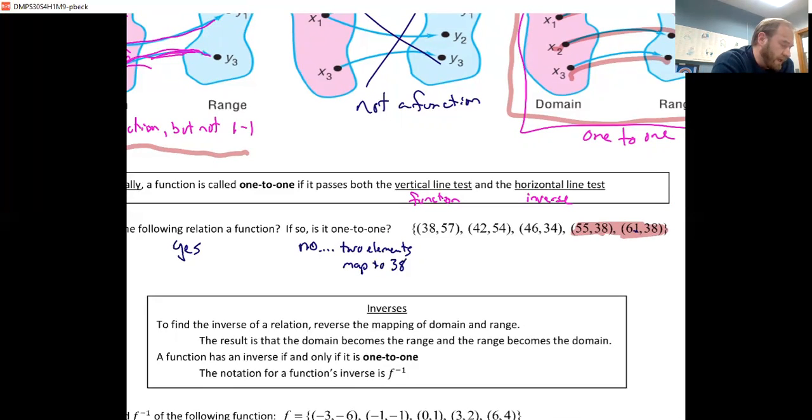One of the questions I used to ask my Algebra 2 students is, how can we change this problem so that it is now a one-to-one function? I asked this last period, and a student said, let's go ahead and change that 6138 to 6139. As long as that number is not 38, we're in good shape. Now it's a one-to-one function. It can't be 38, 34, 54, or 57.